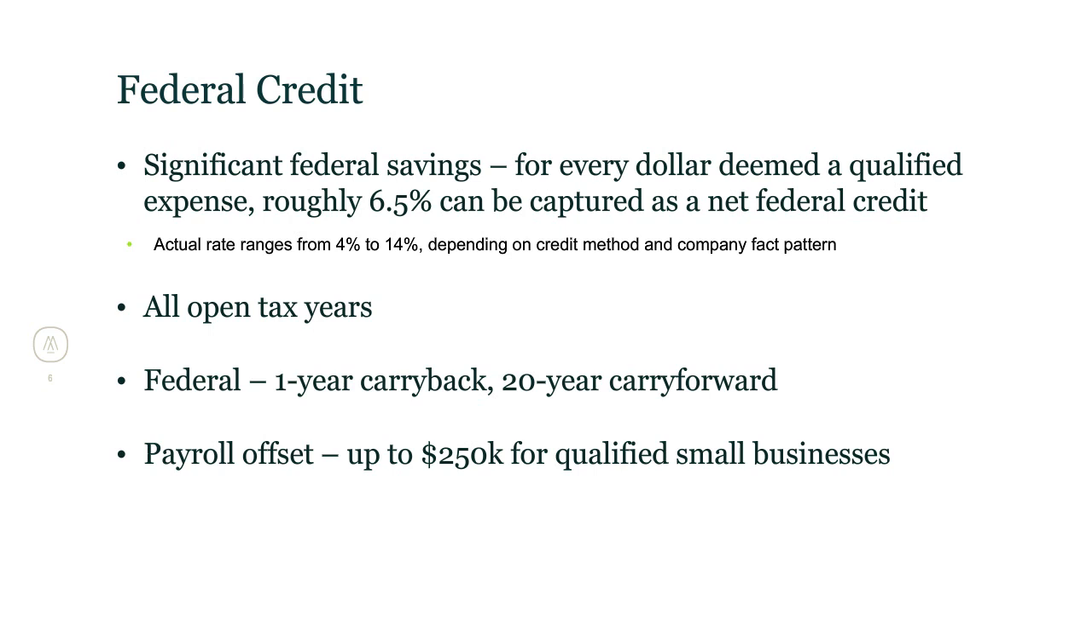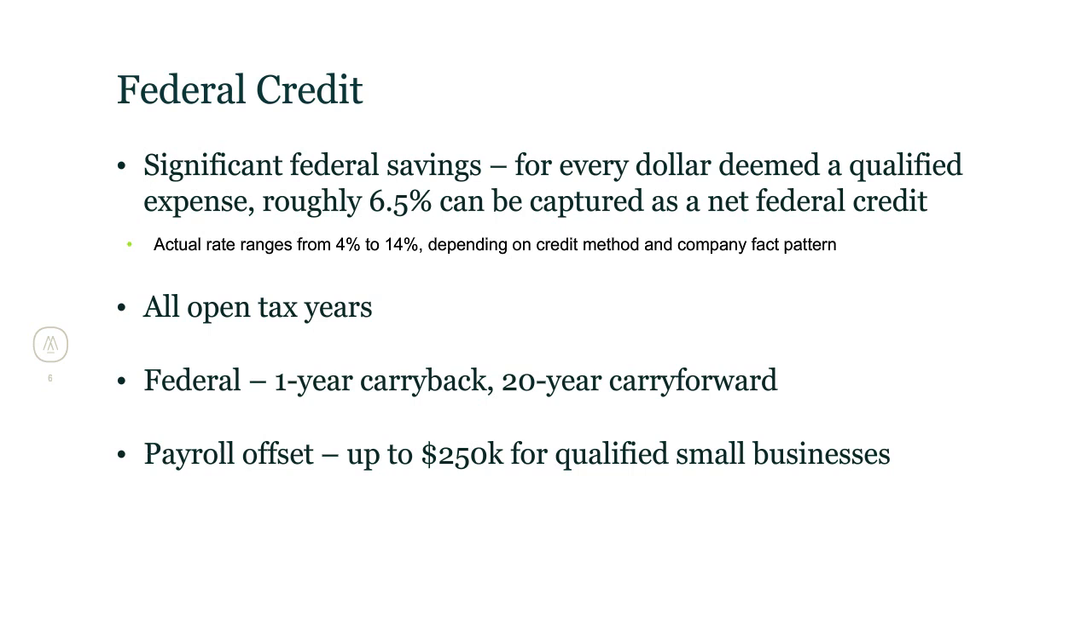Now, if you calculate credits and you're in a position where you have more credits than you have taxes due, then the credits carry back 1 year, or they carry forward for up to 20 years until they expire. Also at the federal level is the new up to $250,000 tax credit against payroll. And this is really important for companies that don't have enough federal tax liability to use up all their credits. We'll talk a little bit more about that later.